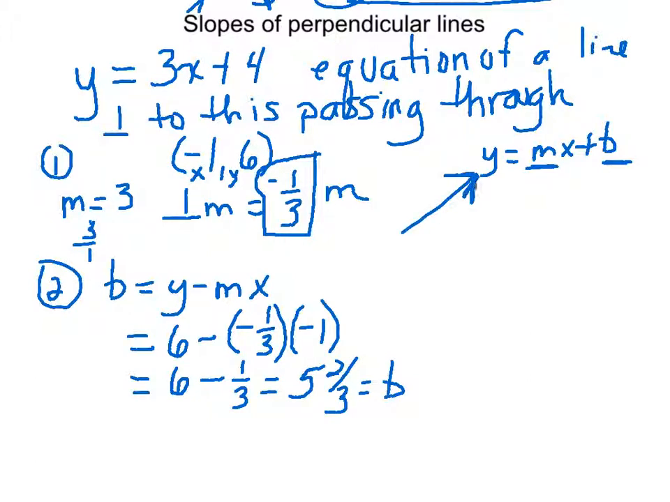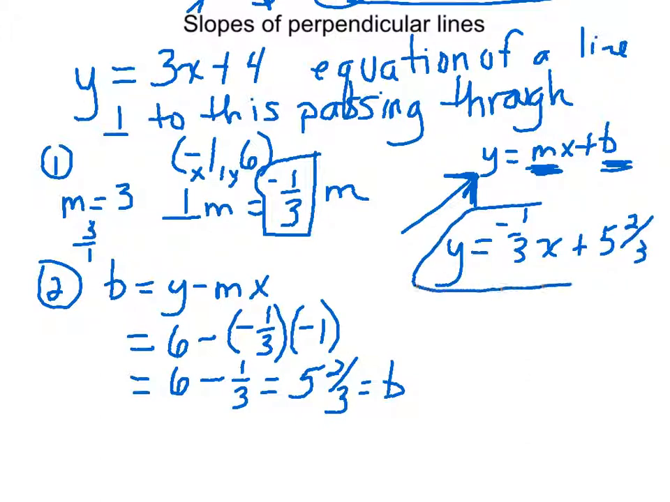So finally, we put it together. We are looking for something in this format. Do we have a number for b? Yes, we do. Do we have a number for m? Yes, we do. So that's what we're going to do. Our m is -1/3. And we're going to put the x in there, plus, what's our b? 5 2/3. There we go.